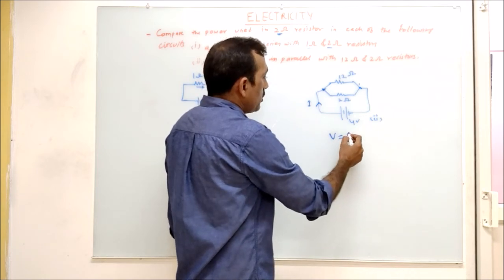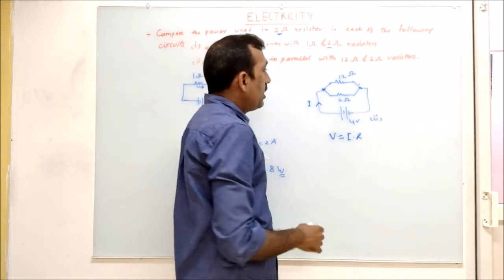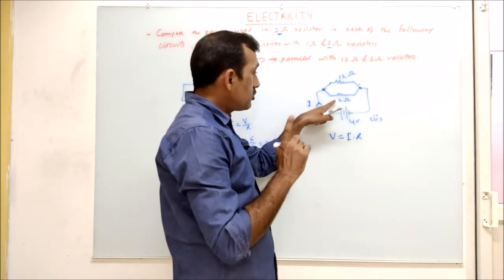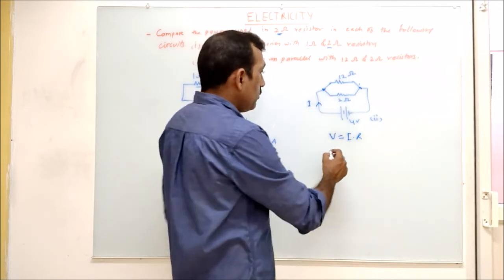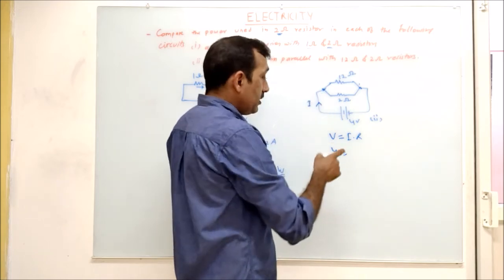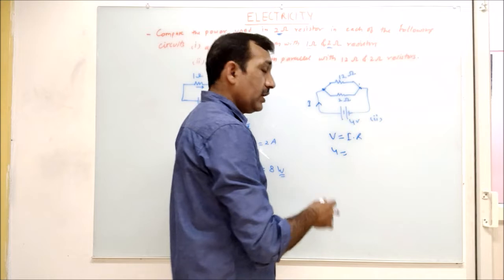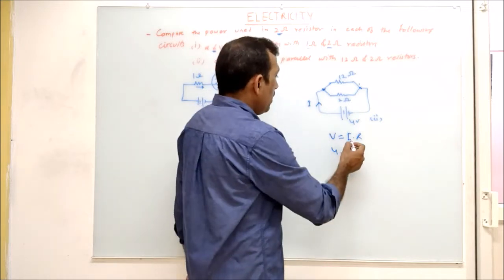So as per Ohm's law, V equal to I into R, and I am worried only about the 2 ohm resistor. So here the voltage is 4, and that is the case for 12 also. So the voltage, or potential difference, will be the same in a parallel circuit.